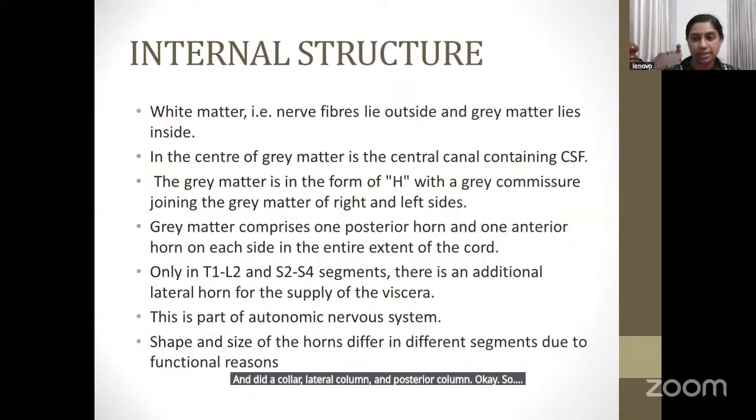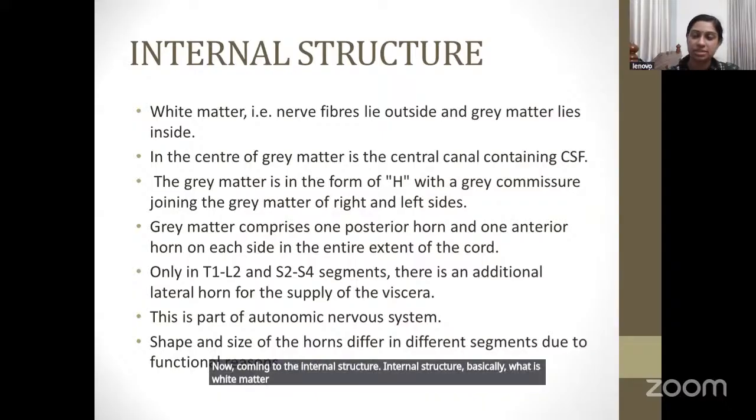Now coming to the internal structure. Basically, what is white matter? White matter is a collection of axons, and gray matter is a collection of nerve cell bodies. That's what we call gray matter.